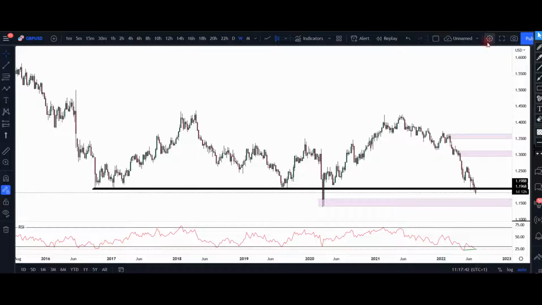So in this video, I want to look at the GBPUSD from a clean, pure price action point of view. Of course, I have the RSI here to check divergence. That's what I use it for, divergence. So let's quickly jump in.